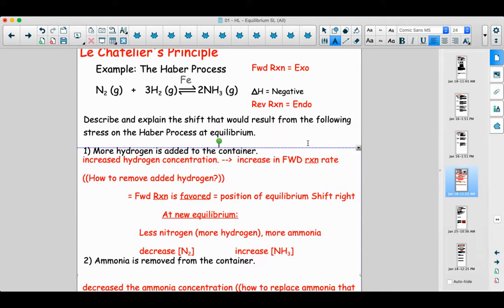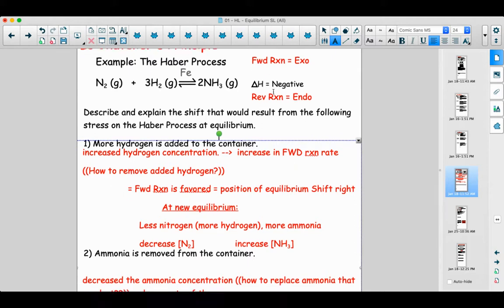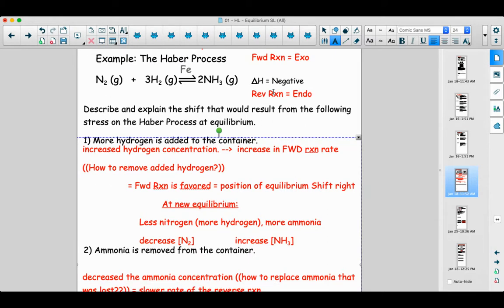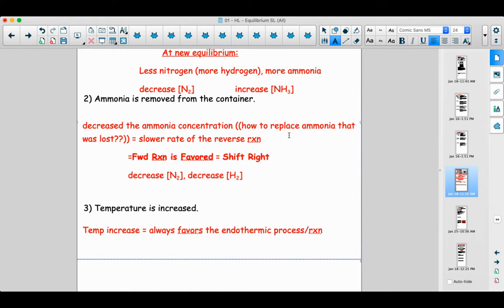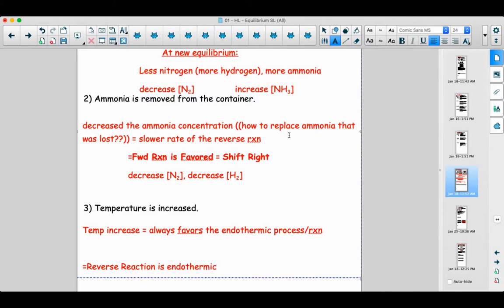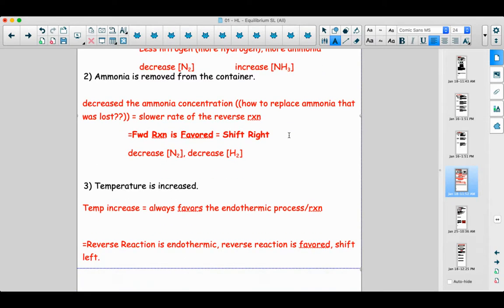So then we have to look at the example. In this example, we were told it was exothermic, which told us the forward reaction was exothermic. That also tells us the reverse reaction is endothermic. So I know I'm going to favor whichever process is endothermic. So in this reaction, that means the reverse reaction is endothermic. So the reverse reaction is favored. And since the reverse direction is written as pointing to the left, we could also say that there's a shift left as a result of the temperature change.